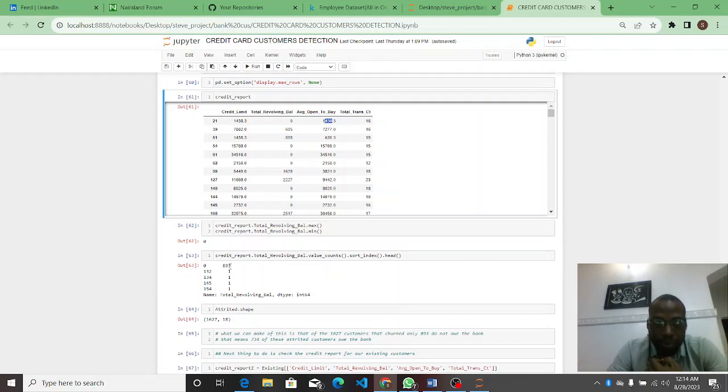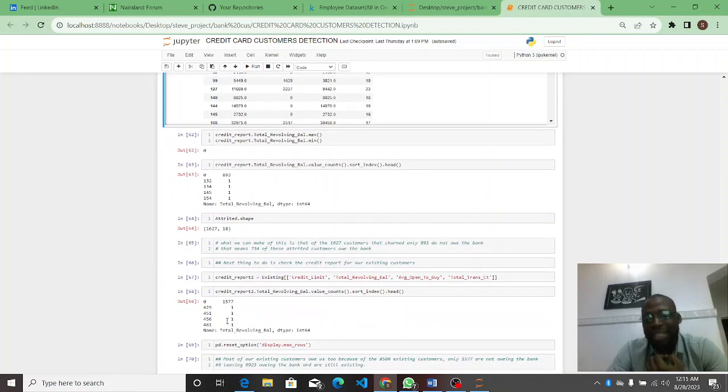893 from the 1627 individuals that churned or treated the credit card do not owe the bank. They do not owe at all. That's insightful. But then our existing customers, how many of them do not owe the bank? We have to do that too.